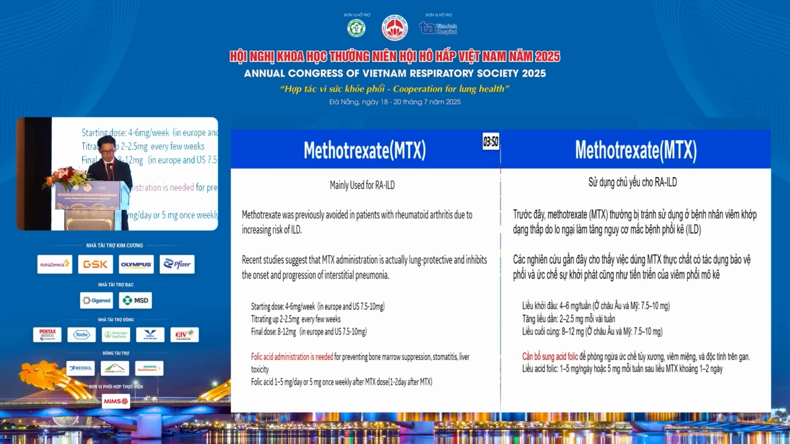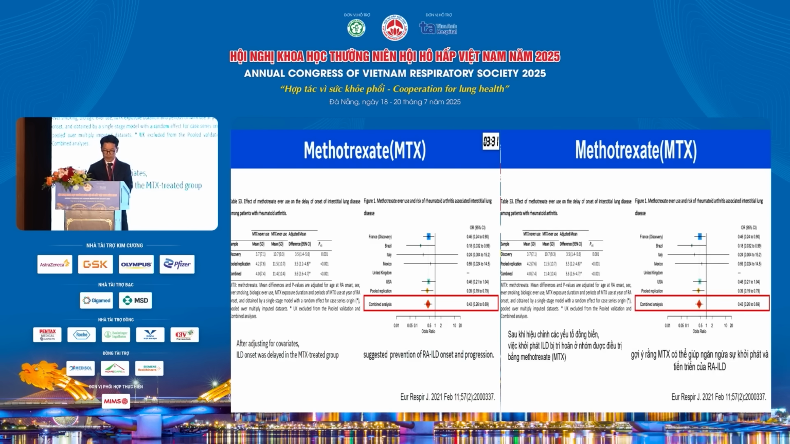There is a high rate of gastrointestinal adverse effects. Titrate up 2 to 2.5 mg every few weeks. Final dose 8 to 12 mg. Folic acid administration is needed for preventing bone marrow suppression and stomatitis toxicity. Demonstrated in recent studies, even after adjusting for confounding factors, the incidence of interstitial pneumonia was lower in the methotrexate-treated group, and even when comparing multiple studies, a lower incidence of interstitial pneumonia was seen in the methotrexate-treated group.